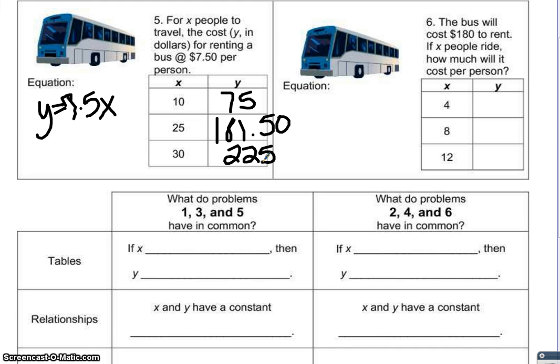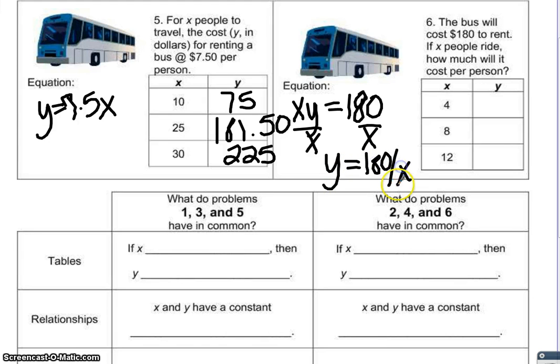Let's look at number 6. It says the bus will cost $180 to rent, and if x people ride, how much will it cost per person? So here, I know x times y is going to give me 180. When I solve for y, my equation becomes 180 over x. Plugging in my x values, my y values are going to be 22.50, 15, and 6.